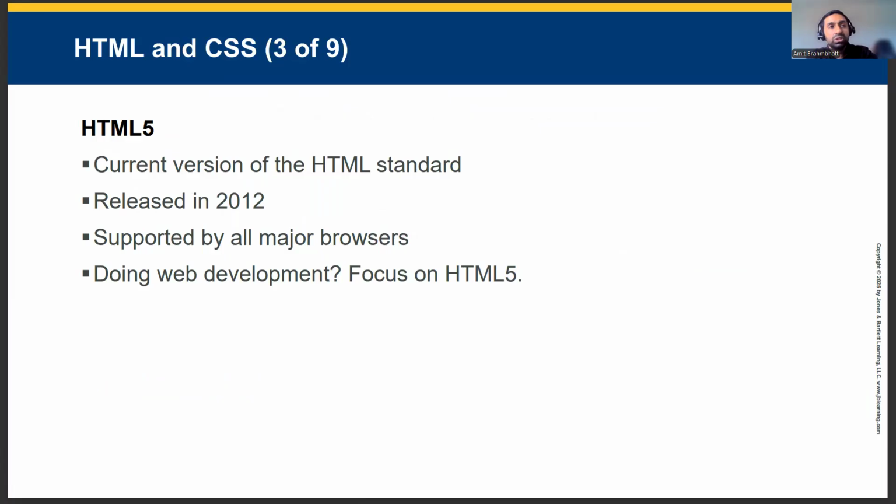HTML5 is the current version of HTML, released in 2012. It's supported by all major browsers and includes new tags for multimedia, graphics, semantic structure, and forms. Modern web development relies heavily on HTML5's capabilities.